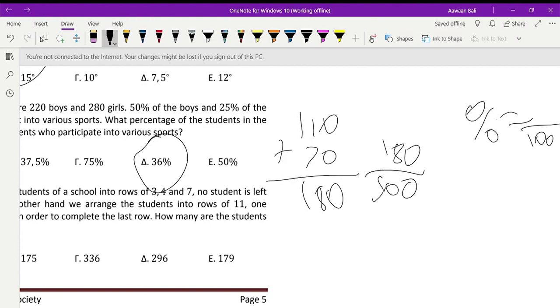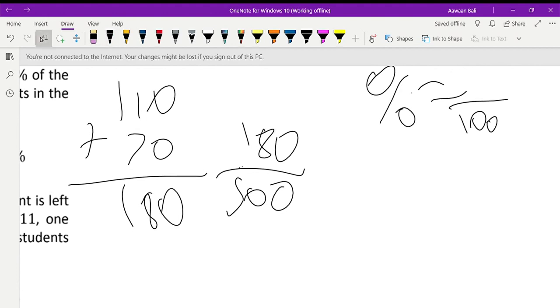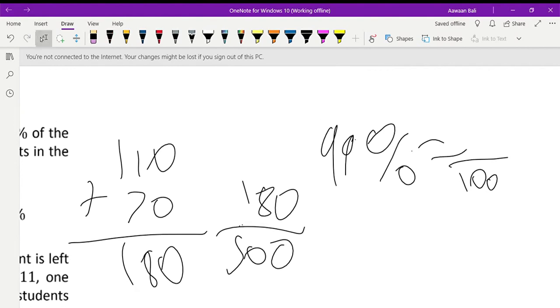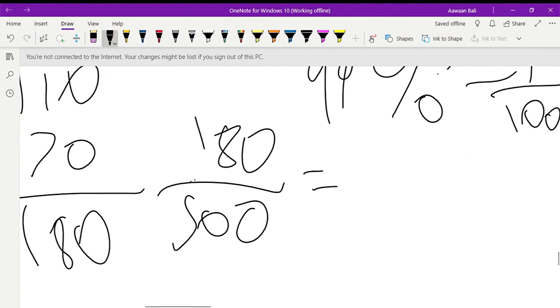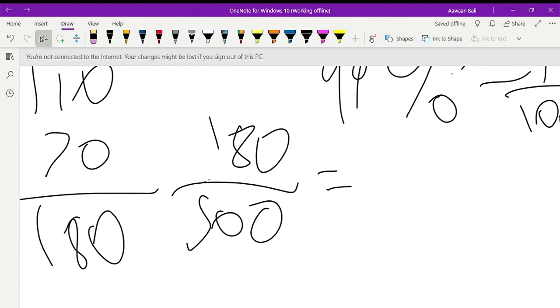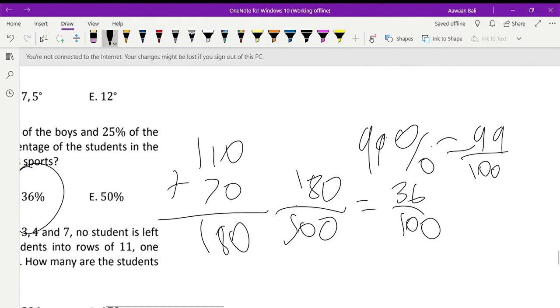Basically, percentages are out of 100. If you have 99% on your exam, that means you got 99 out of 100. But there doesn't always have to be 100 questions. Like here, let's say this was a quiz. This has 500 questions. We just divide by 5 to simplify the fraction. So we get 36 upon 100 if you divide both by 5. Basically, simplification to make simplified fractions.